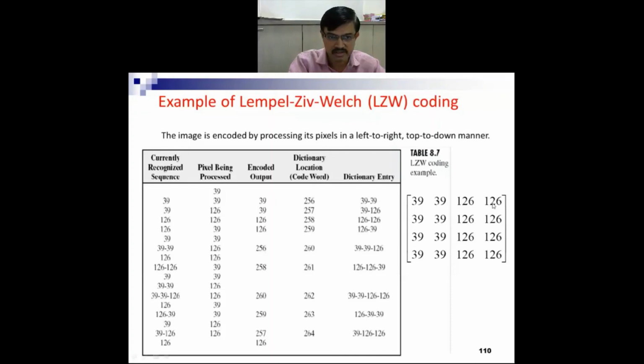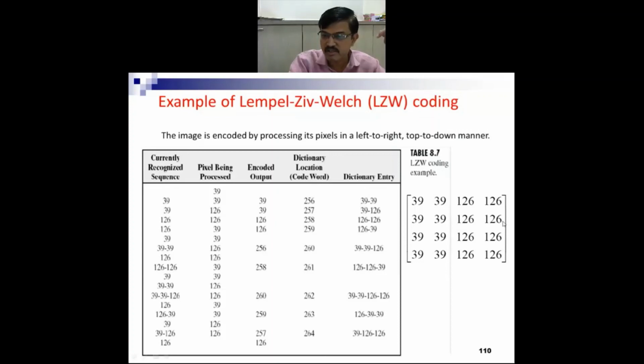Then I have to look at the matrix which is given to me: 39, 39, 126, 126. Go on creating the recognized sequence horizontally. So 39 is already present, 39, 39 is not, so I'll take dictionary entry 39, 39, and that is stored here. Then 39, 126 is stored here. 126, 126 is stored here. 126, 39 is stored here. 39, 39 is already present.